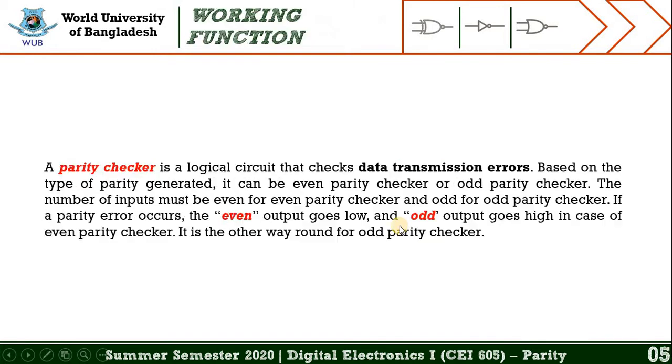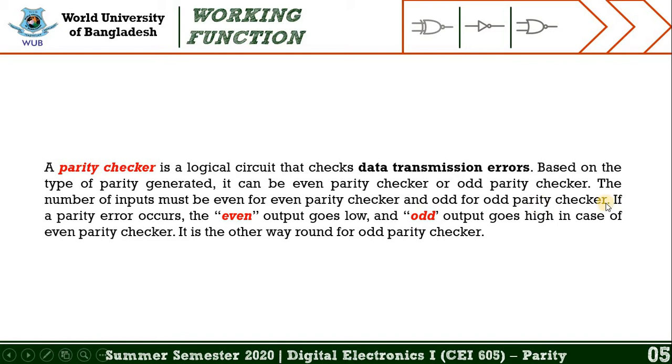Next, from this slide we may learn the working function of the parity checker. The parity checker is a logical circuit that checks data transmission errors. Remember these things. A parity checker is a logical circuit which checks data transmission errors based on the type of parity generated. It can be an even parity checker or an odd parity checker. The number of inputs must be even for an even parity checker and odd for an odd parity checker.